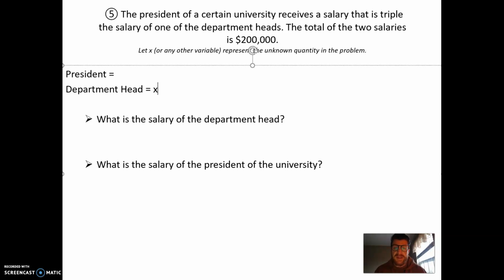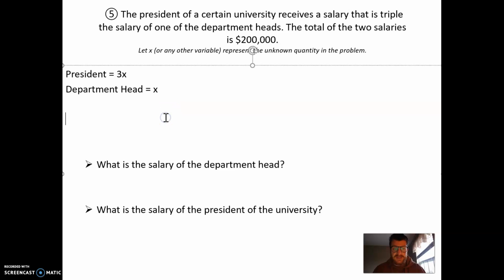So let's make the department head X, okay? Because we don't know, right? And that would make the president 3X because it's triple, so it's times 3, right? Now I'm gonna create some space here. Let's come up with our equation. So our equation is gonna be the president makes 3X plus the department head makes X, right? Total their salaries up, and it should total to 200,000.